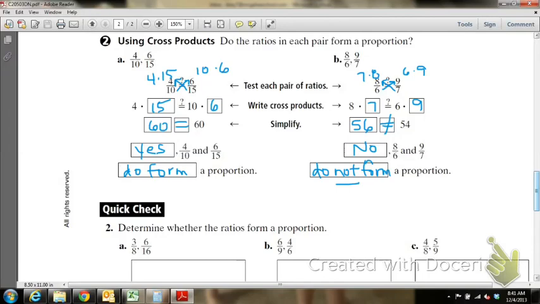Okay? So now in Quick Check 2, you're going to take these three pairs of fractions, and you're going to use the cross products. You could also try to simplify both and just say yes or no. Okay? But show your work. So you're going to say yes or no, and then show your work. Okay, pause the video, try those quick checks, and we'll check your work in class.